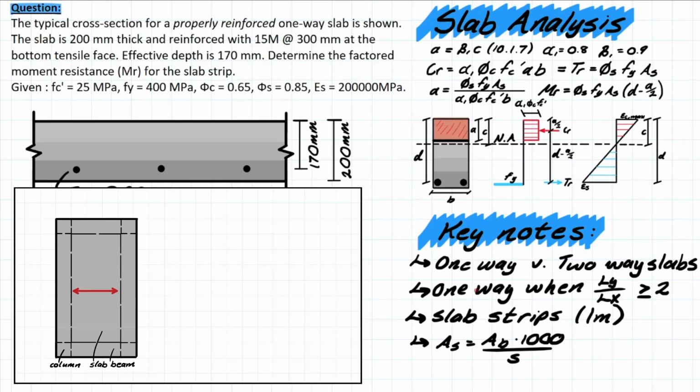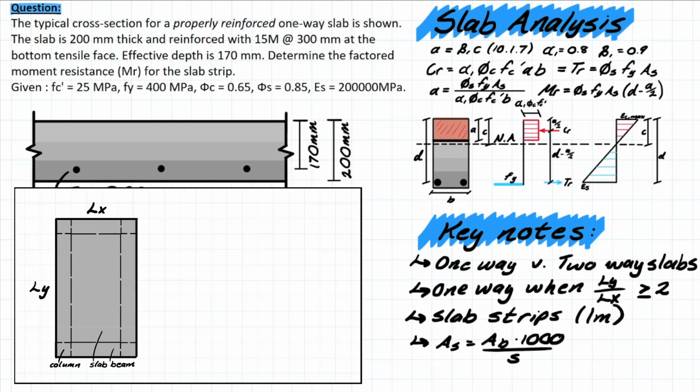And we can classify this slab by looking at the spans in the north-south, which is Ly, and Lx, which is the east-west direction. Now, when Ly over Lx is greater than 2, we are defining our conditions and classifying our slab as a one-way when this condition is met.